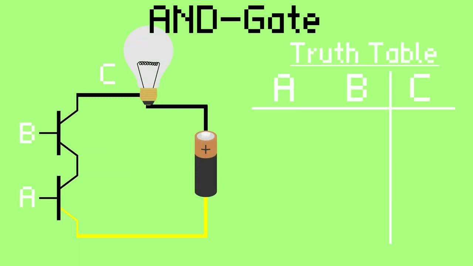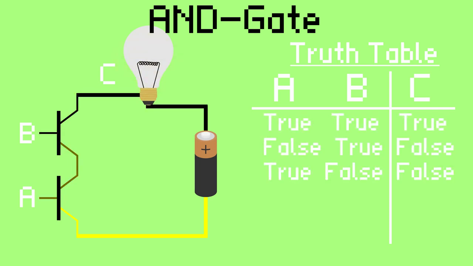This fancy circuit only conducts electricity if both bases or inputs are activated. If both or one input is deactivated or false, the output is false too. Totally not confusing. Let me clarify things a bit.